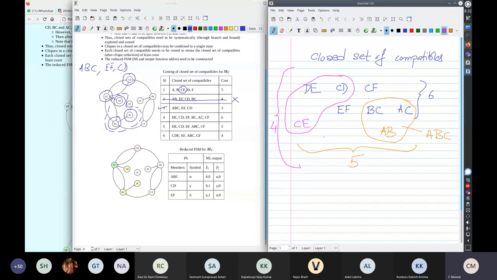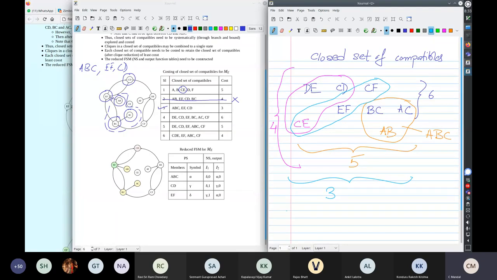Okay. So that will probably help you. So CE, EF, and CF, is it? Okay. CE, EF, and CF. Yeah, that is right. So let us see. If you do that, of course, then the cost comes down to 3 again. All right. So these are various.